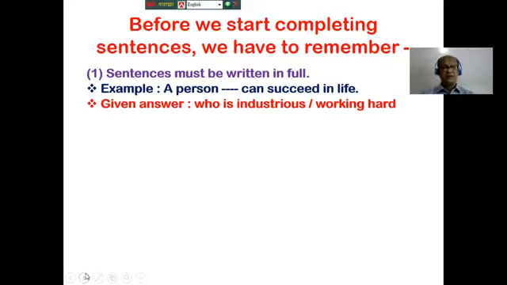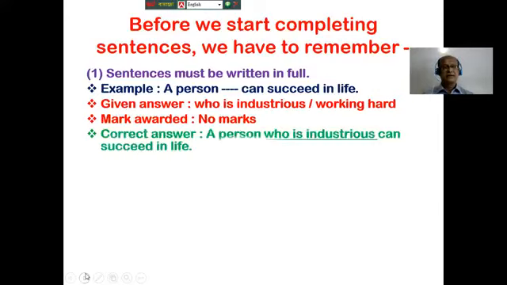What's the problem? The problem is that you will get no marks, because the correct answer is: a person who is industrious can succeed in life. We have to write the full sentence. Also, we have to underline the answer we have given, and we have to also add a full stop. This is the correct answer.